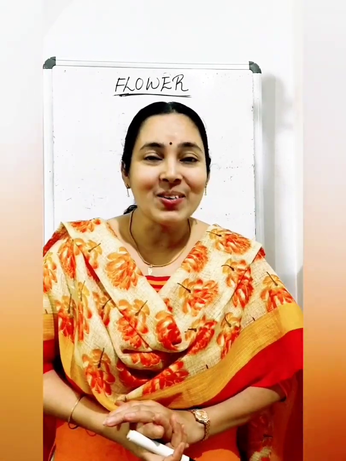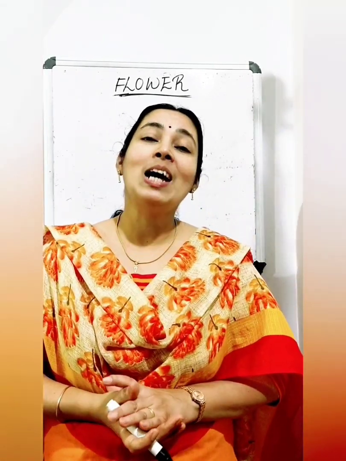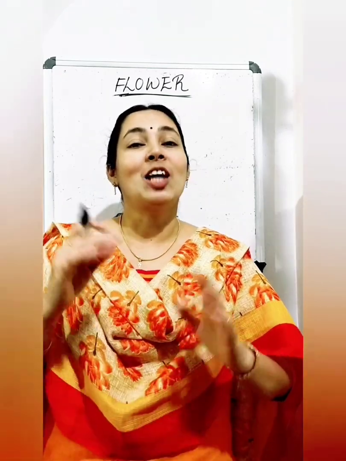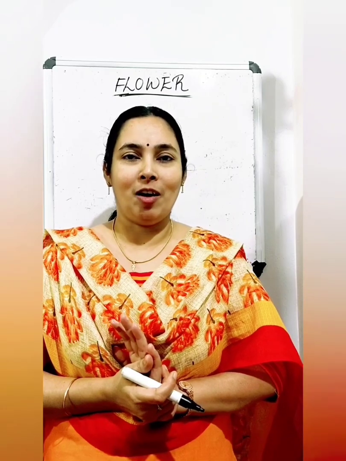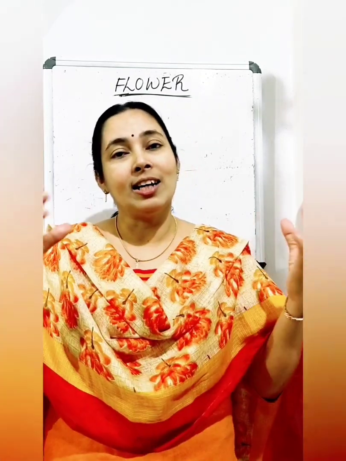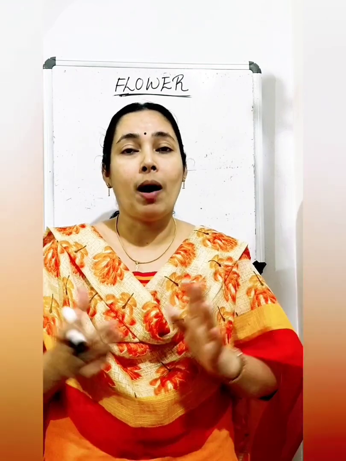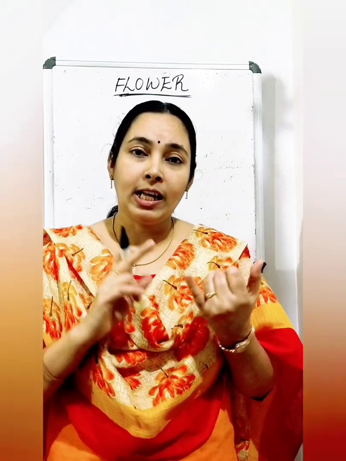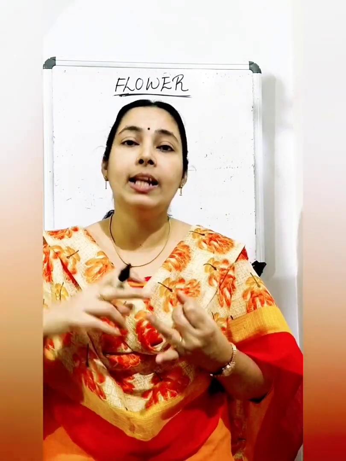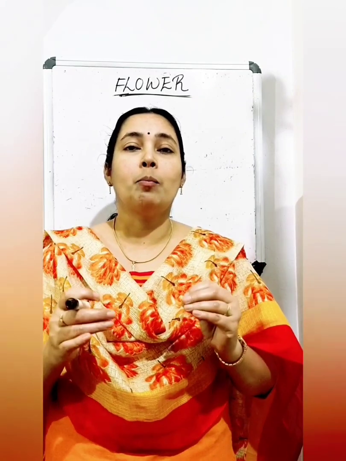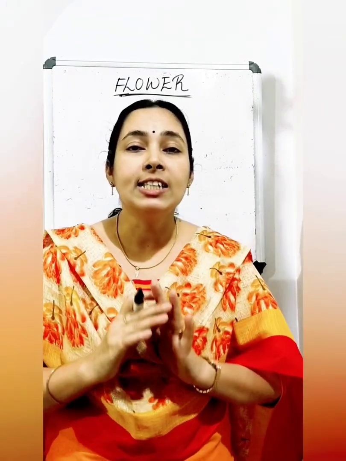Students, how are you? We were studying the parts of a flower, and in the last class we studied that the outermost part of a flower is the sepal, and the next part is the colored attractive part, the petal. So we studied sepal and petal in the last class. And today we will study the parts that are present inside the flower.